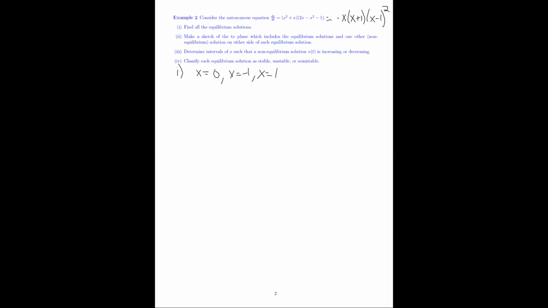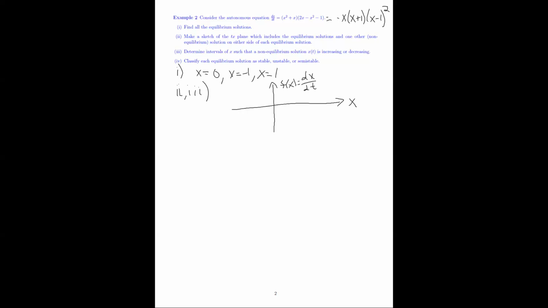And then to do parts 2 and 3, we first want to draw out our phase line. So what is that? Well, to draw the phase line, we want to just draw dx/dt. We want to draw that function. So let's do that, and we're going to do that on the x, f(x) plane, f(x) being dx/dt.